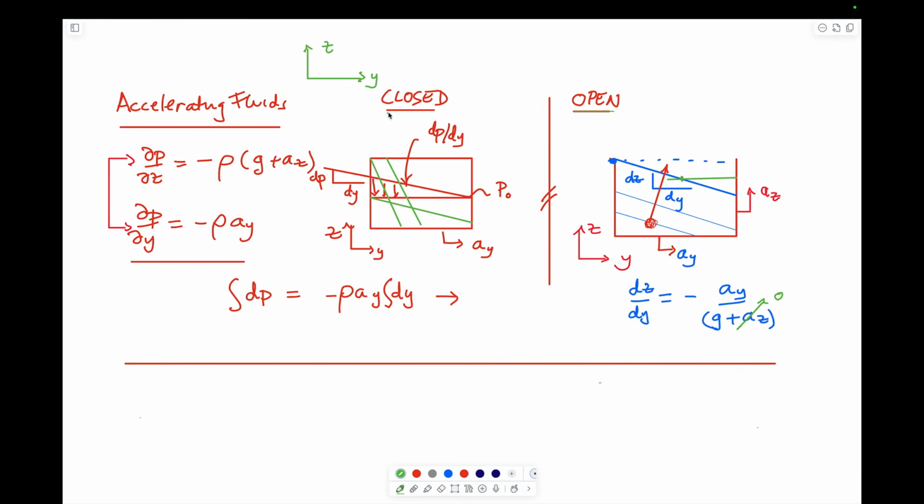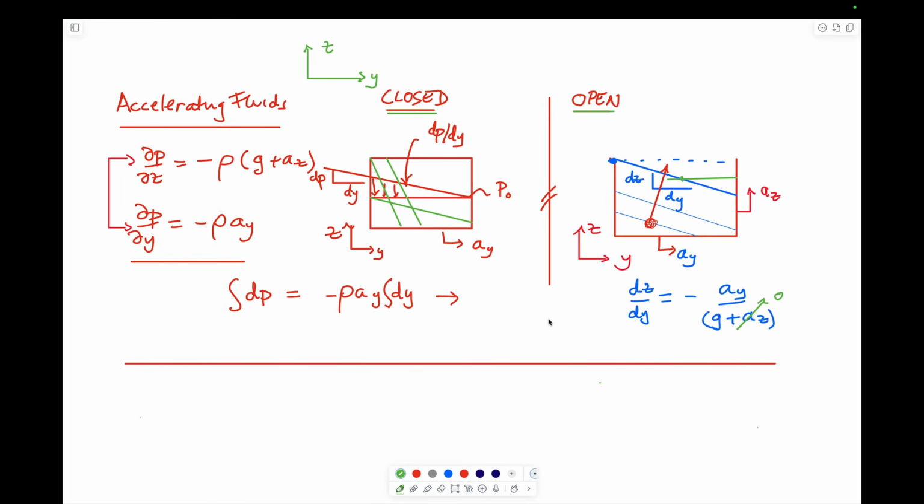So it's important to realize whether the system is closed, in which case the free surface doesn't exist because it's filled up to the top, or if the system is open, in which case we have a free surface that can reorient itself, and therefore we can get the pressure distribution in this fluid as a result of this.